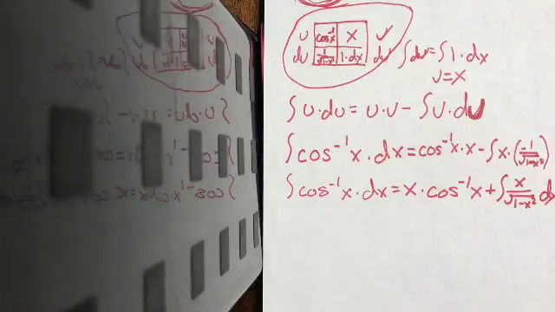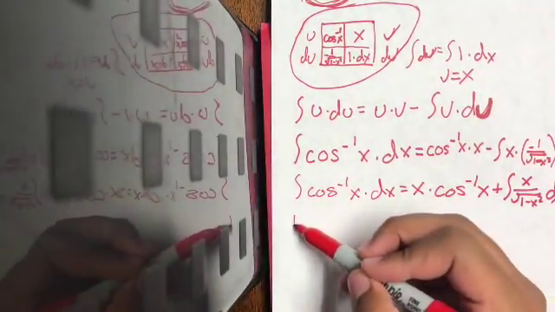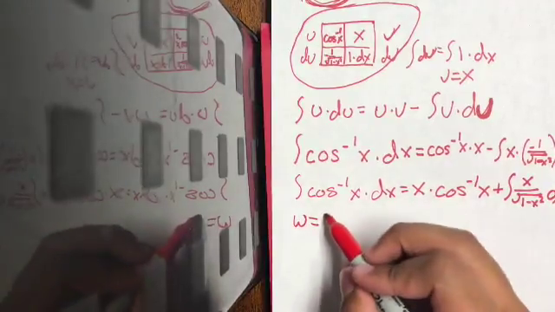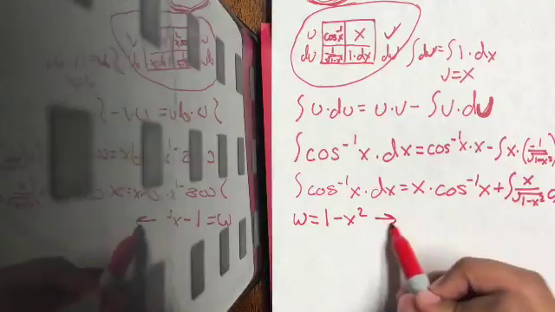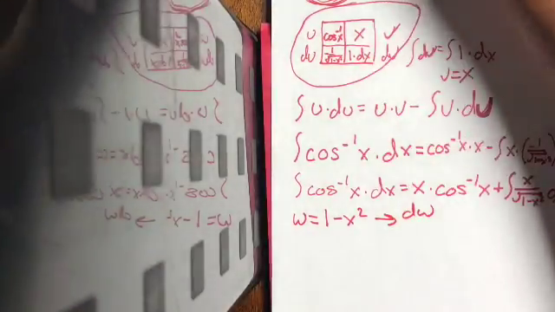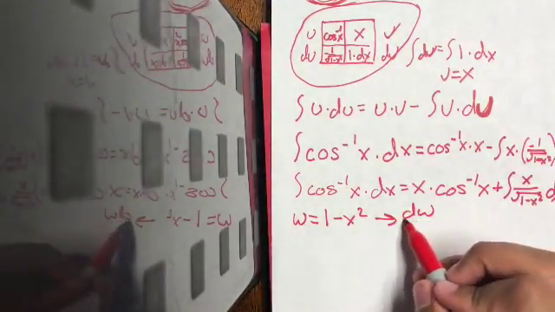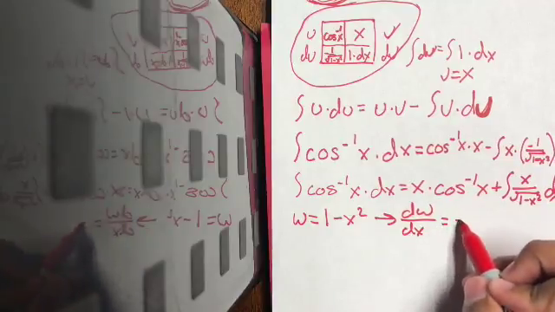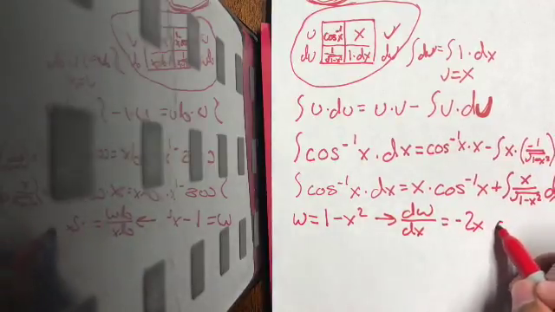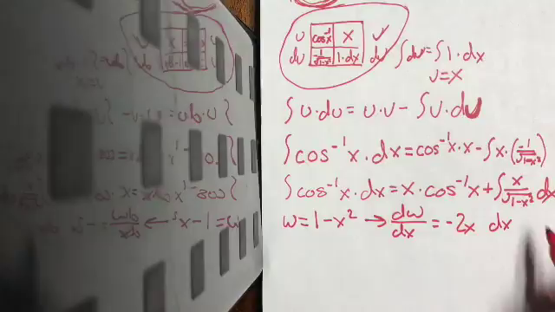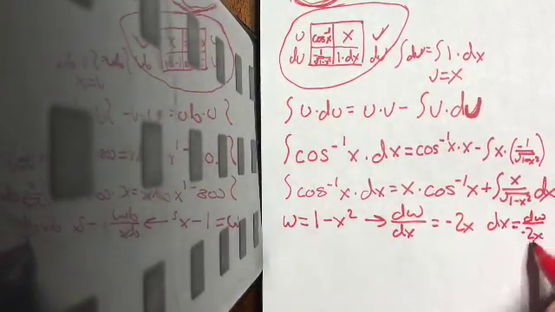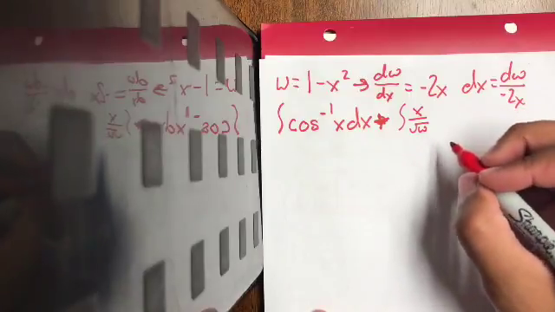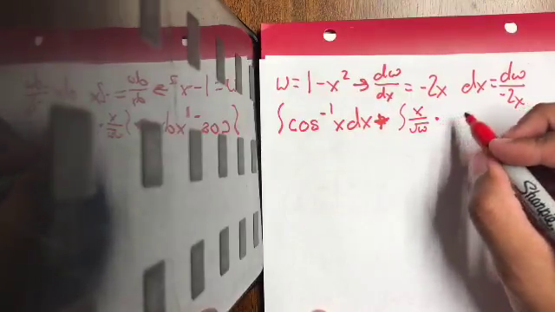For my substitution, I use w. So we're going to have w equals 1 minus x squared, which means the derivative of w over dx is equal to negative 2x. So dx is equal to dw over negative 2x, or negative dw over 2x.